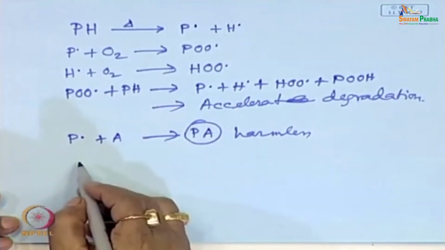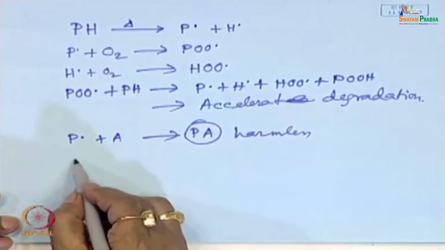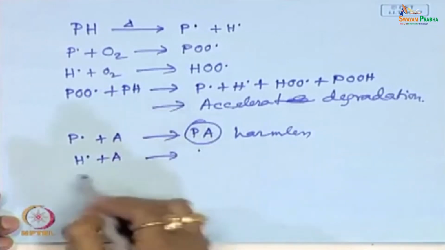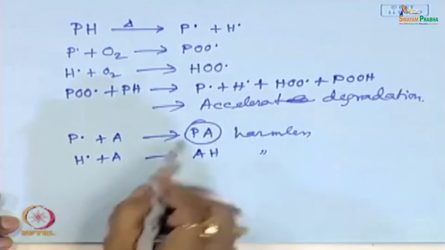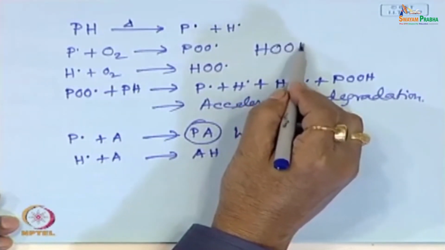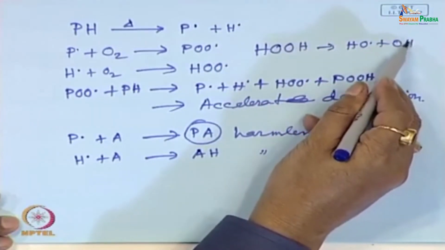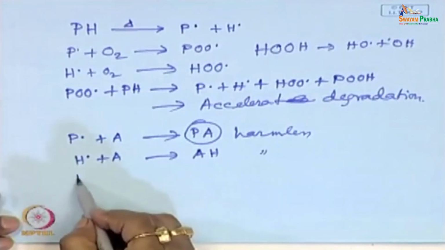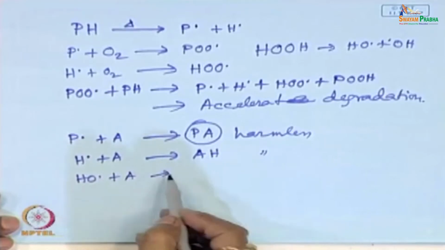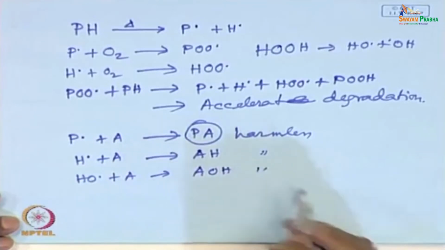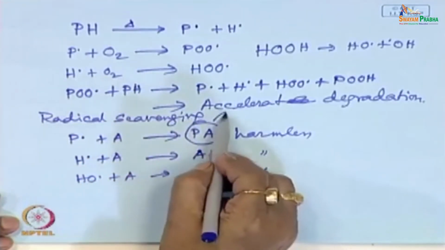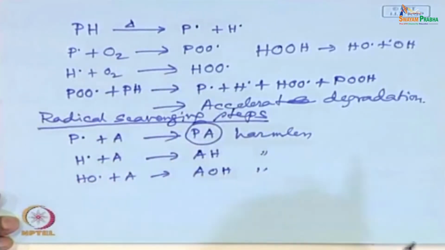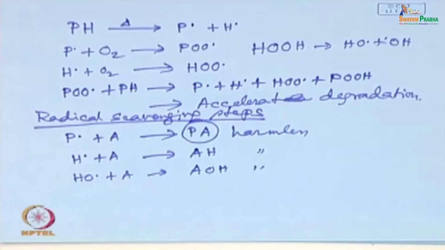Or it can react with A, this hydrogen radical can react with A forming AH, this is also harmless. Here you see these hydroperoxy radicals are harmful. So, this also can react with, that means, so these are radical scavenging steps. I will show you in detail this degradation and stabilization of polymers later, not today, I am just mentioning it here.